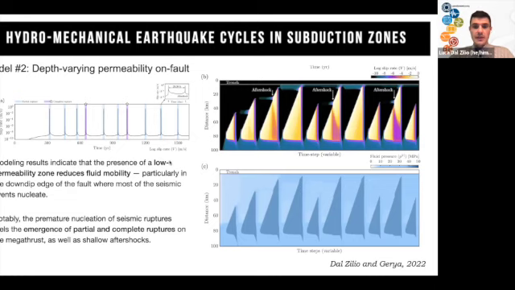And because of that, we can have this variety of small and large events within the fault. And here you can see, for example, the evolution of fluid pressure over several cycles. And you can see that at the bottom of the fault, because of the low permeability, the pore fluid pressure tends to be chronically high, and therefore we end up with this cluster of events with different sizes.